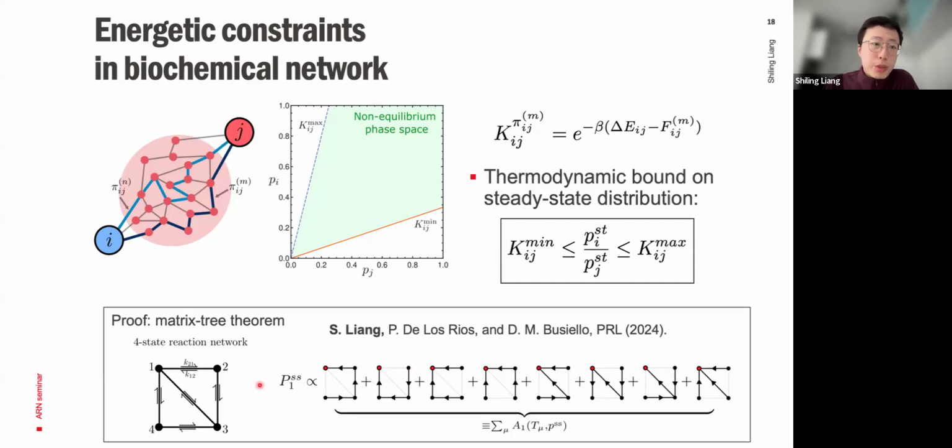We can use the matrix tree theorem. We expand the stationary state probability in terms of the spanning trees. Like we have a network where we can find all the spanning trees, and the stationary state can be represented by the sum of the product of the rates along all the spanning trees. And after applying some inequalities to the spanning trees, we can get an upper and lower bound.